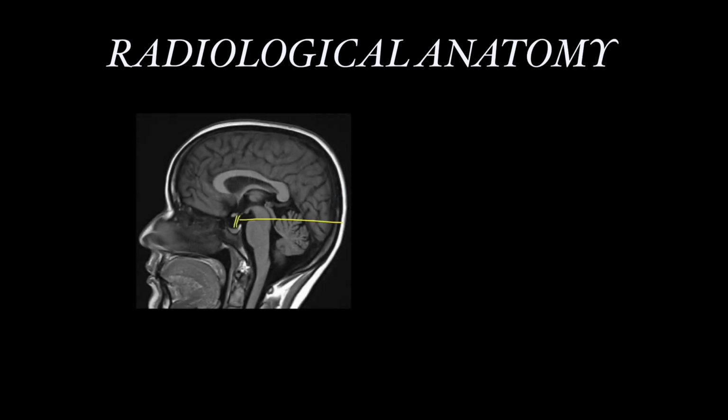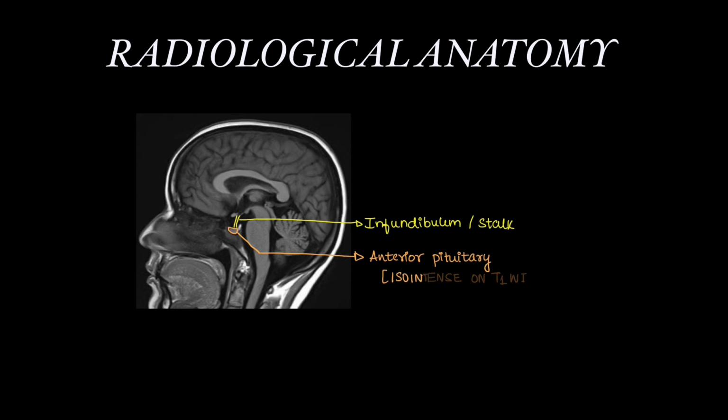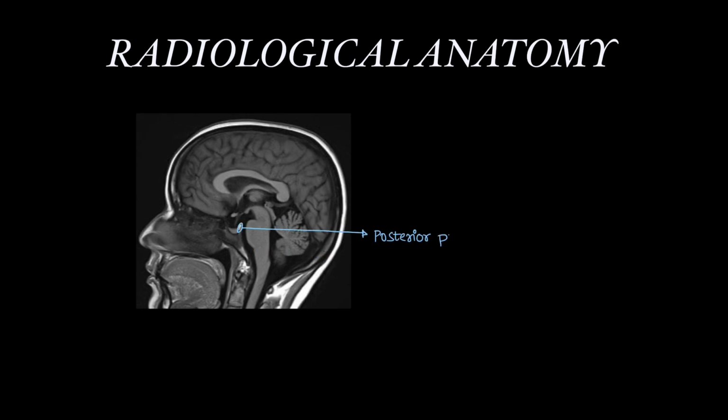On sagittal T1 weighted MRI images, we can see the infundibulum or the stalk of the pituitary gland and the anterior pituitary gland, which appears iso-intense on T1 weighted images. The posterior pituitary gland shows classic bright spot on T1 weighted sagittal images.